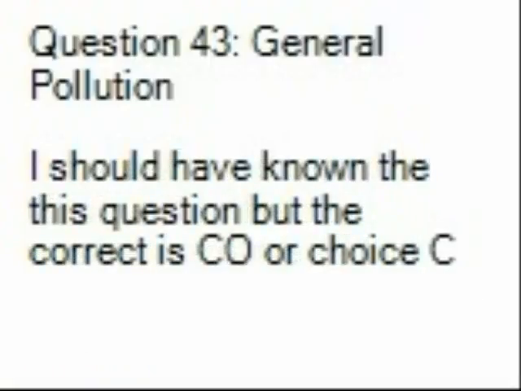The last question that I missed was question 43. It was again about general air pollution, and I should have known this, but the air pollutant that interferes with the ability of hemoglobin in the blood to transport oxygen was carbon monoxide. I should have known that, but I did not.